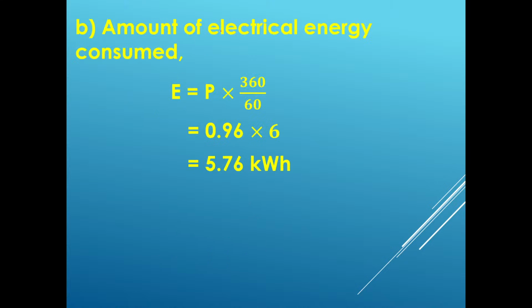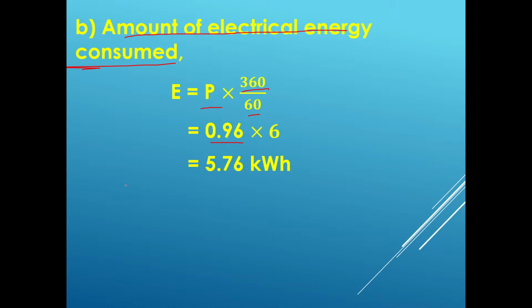Next, the amount of electrical energy consumed when the iron is used for 20 minutes, as mentioned. So how much power has been consumed? It is 0.96 kilowatt hour into 360 by 60. Why 360 by 60? Because they have mentioned only 20 minutes.